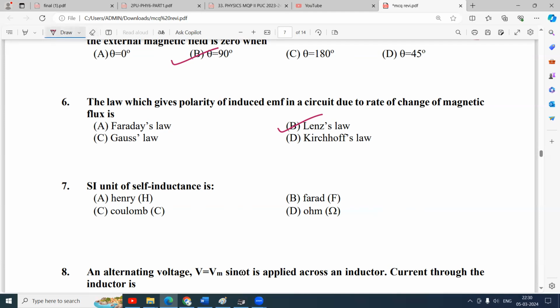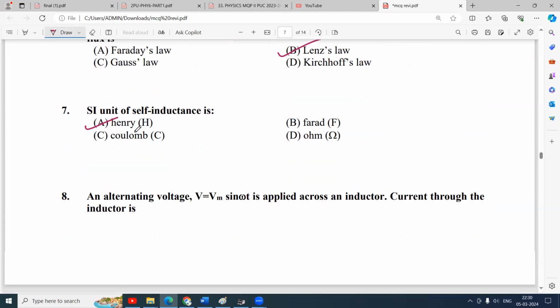SI unit of self-inductance is Henry, very simple. So better you know the units of different physical quantities.